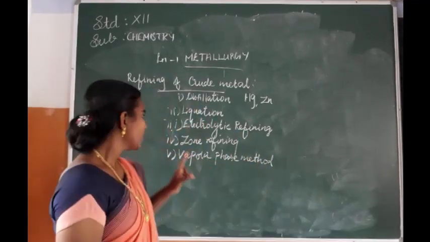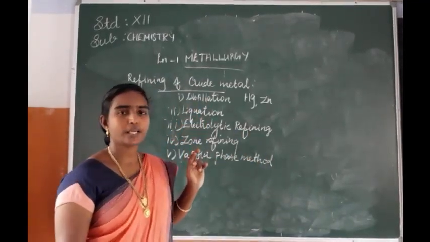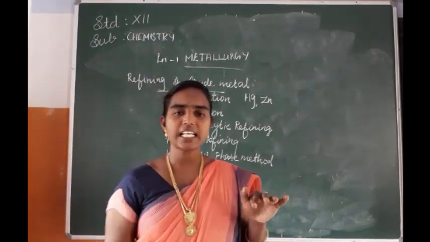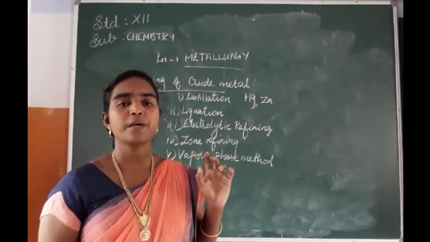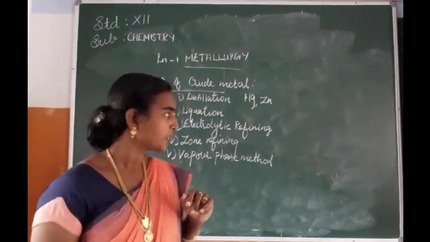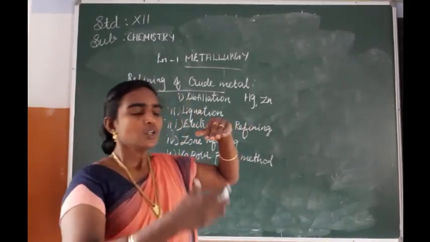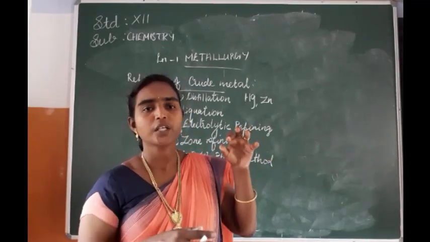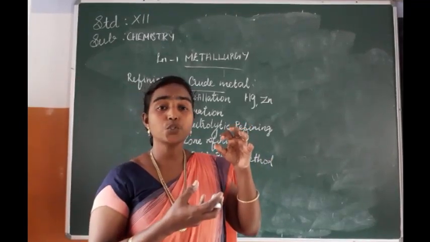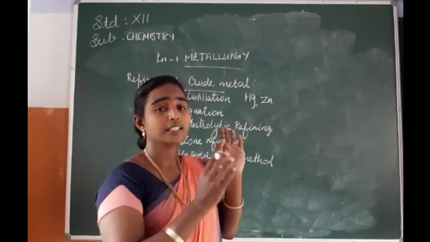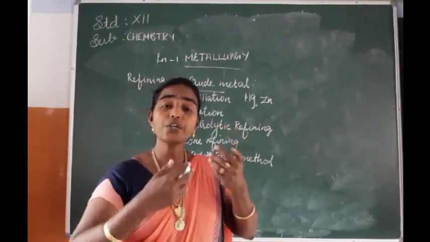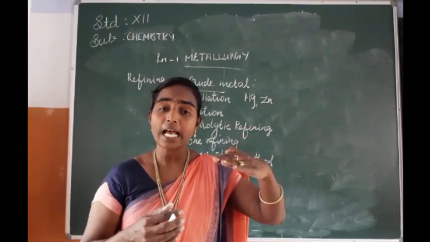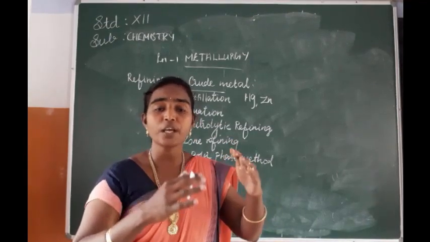So second method. So second method is liquefaction. Okay. So here what we have to do is, the impure metal is taken in a sloping hearth of a reverberatory furnace. Okay. So sloping hearth means, what it will do? In this method of liquefaction, the impurities should have a high melting point, but the metal should have a low melting point. There is a melting point difference there.